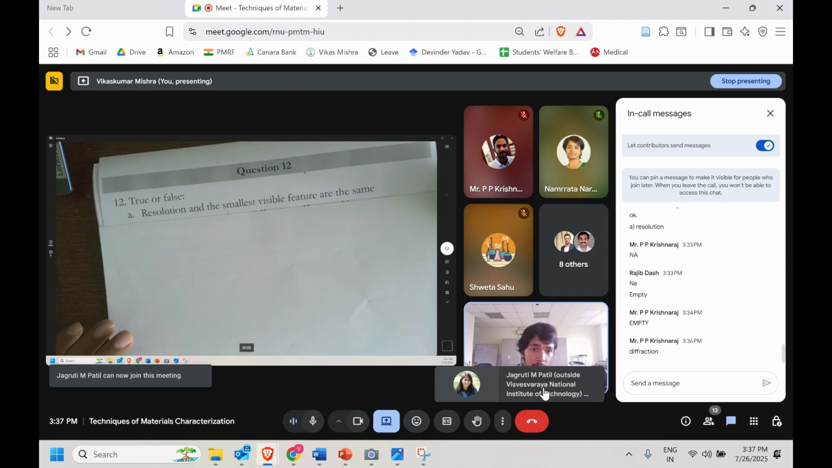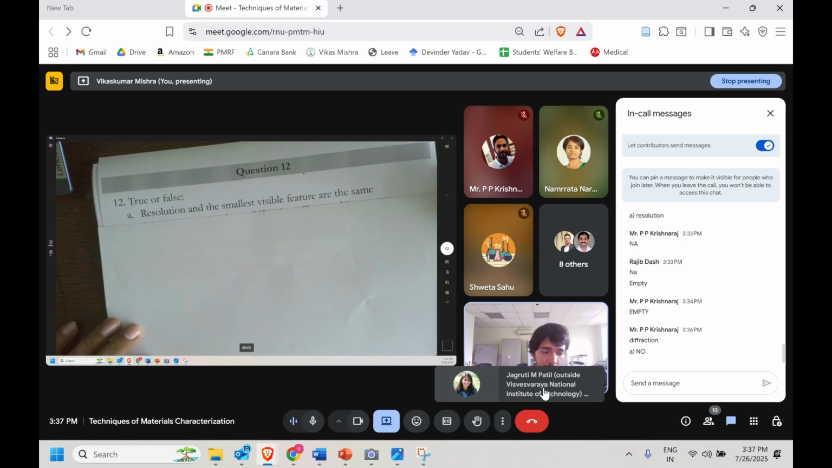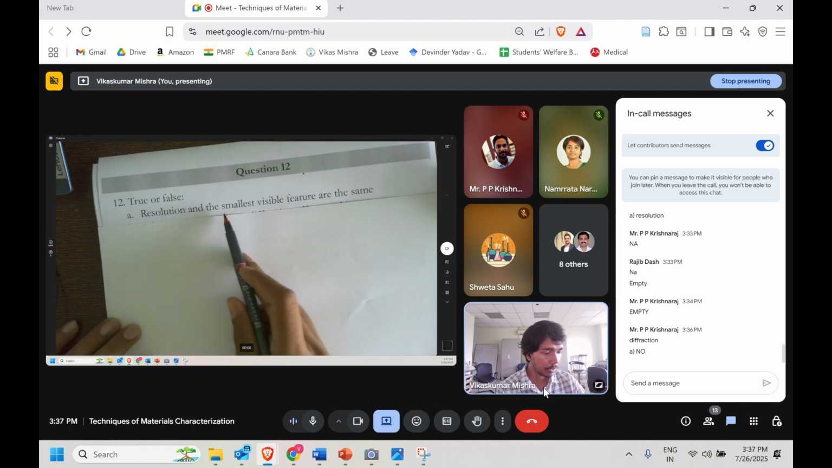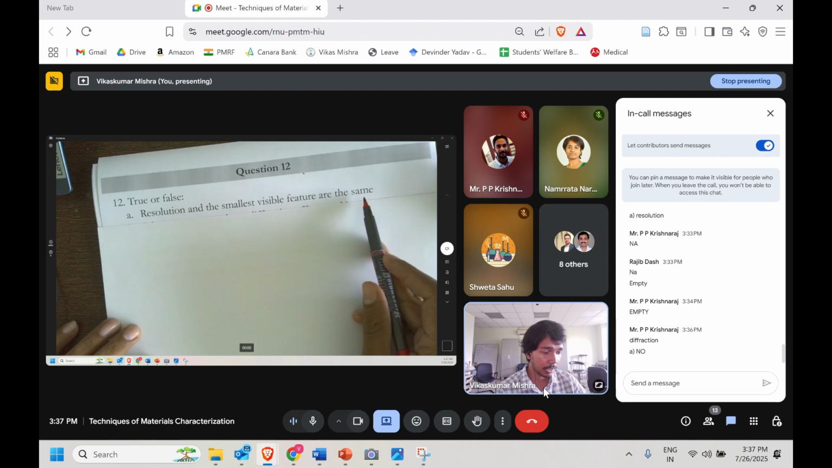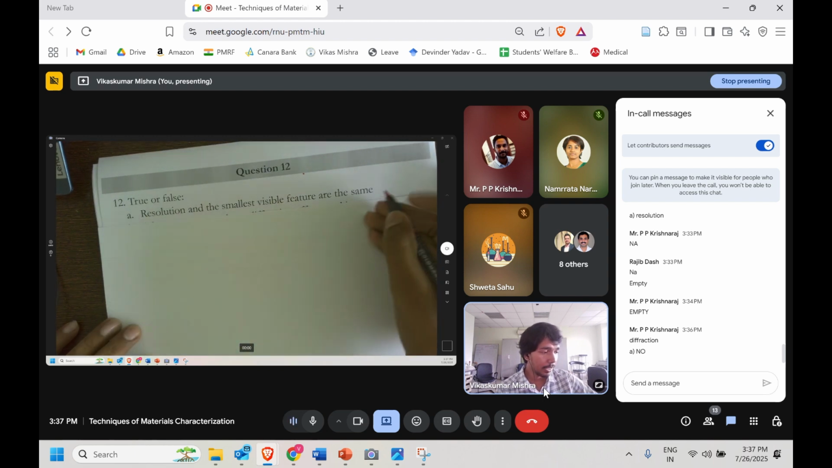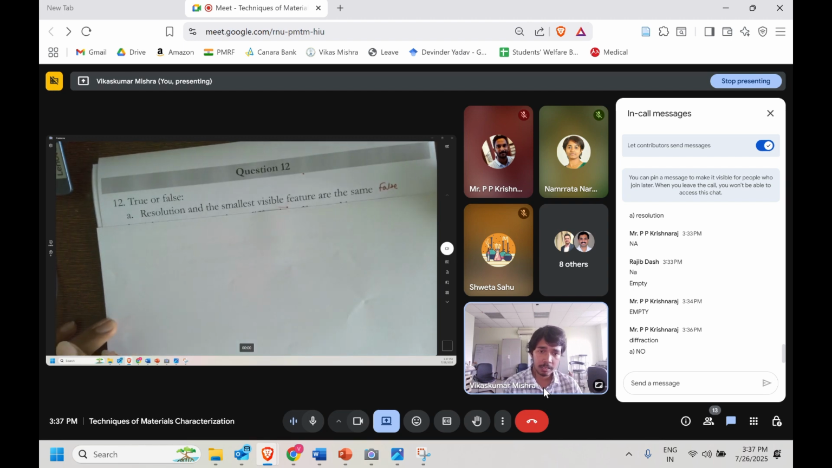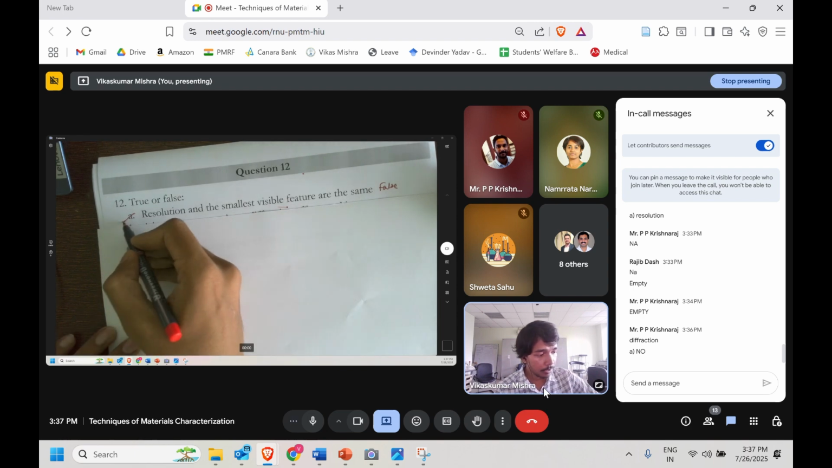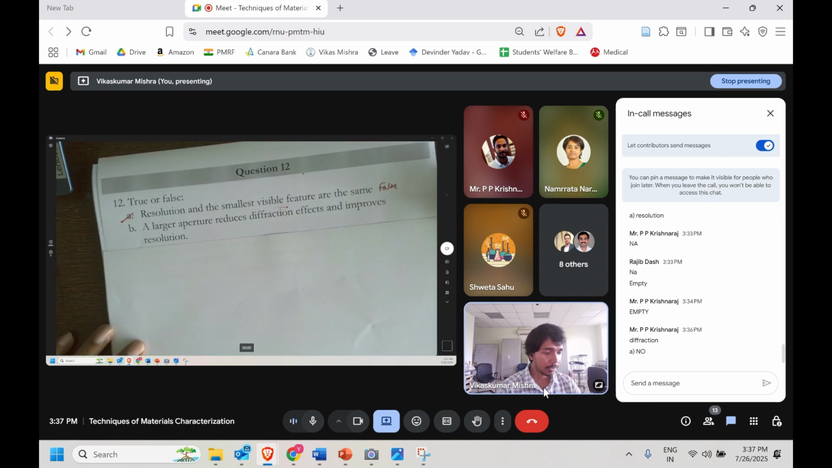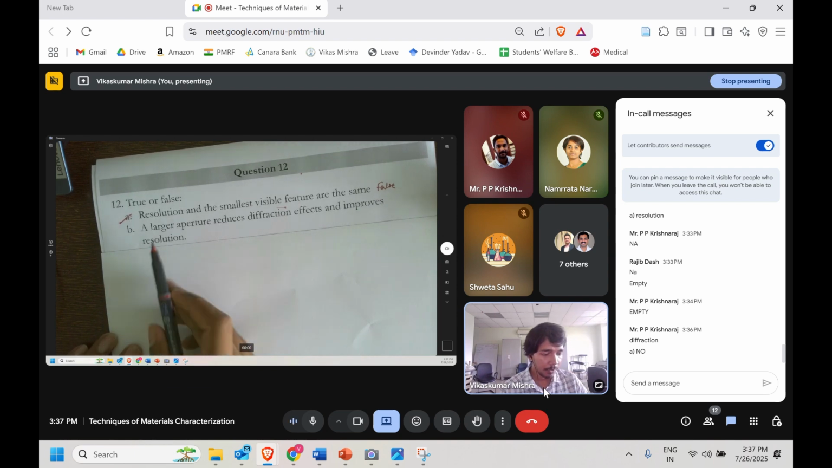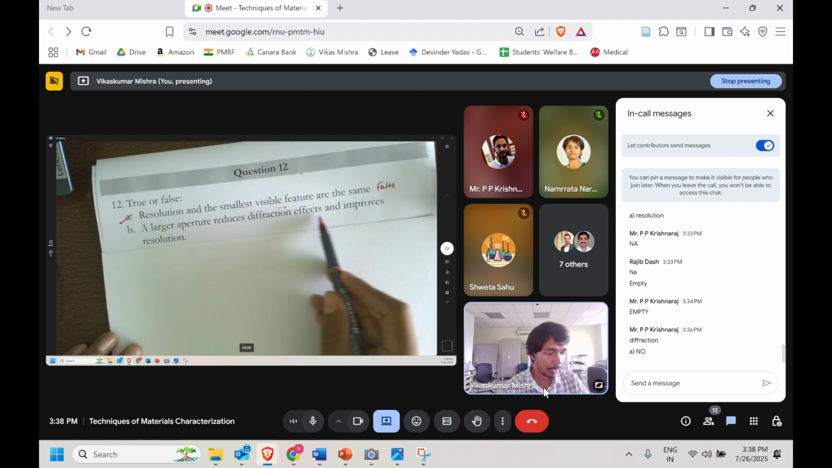Okay guys, so now let's solve question number 12. The first statement: resolution and the smallest visible feature are the same. Can we say that? No, right? It's incorrect, it's false. The smallest visible feature cannot be the same as the resolution. Resolution can be even finer for a particular microscope. So this is false. Let's move ahead. A larger aperture reduces the diffraction effect and improves the resolution. What do you think?